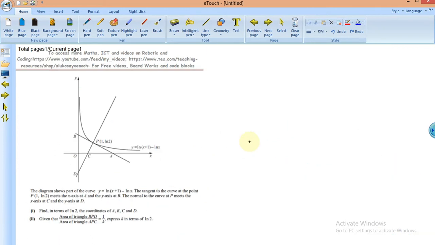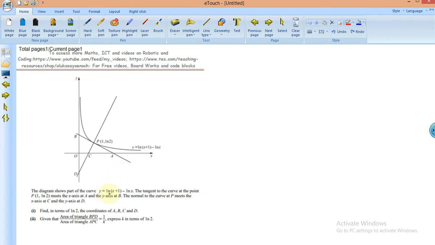Okay guys, this is the second question, and it reads: the diagram shows part of the curve y equals ln x plus 1 minus ln x. The tangent to the curve at the point P (1, ln 2) meets the x-axis at A and the y-axis at B.